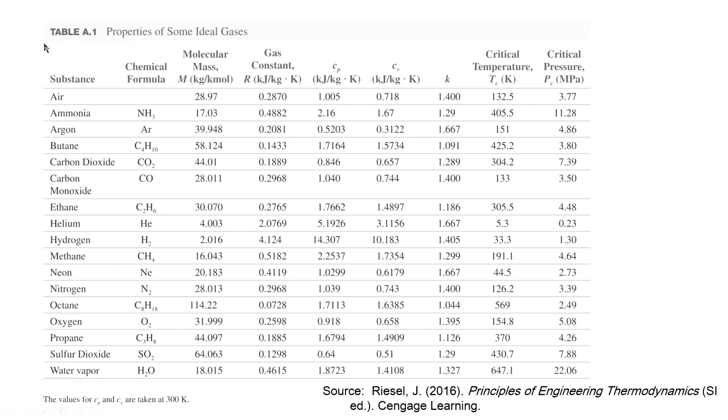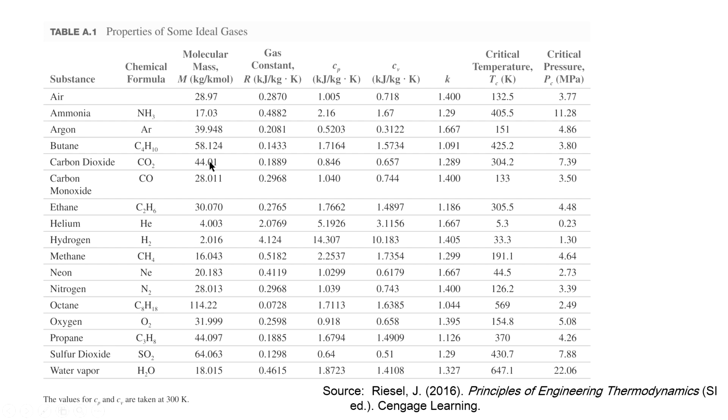Okay, so here's the properties of some ideal gases. The substances, the formula, the gas constants, a specific gas constant, and then the critical temperature and the critical pressure. Now, in case we have substances other than the ones listed here, then you might want to look for another table.